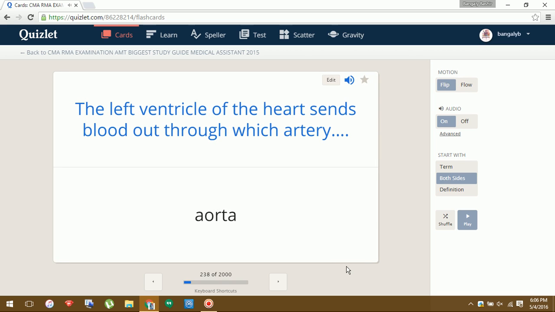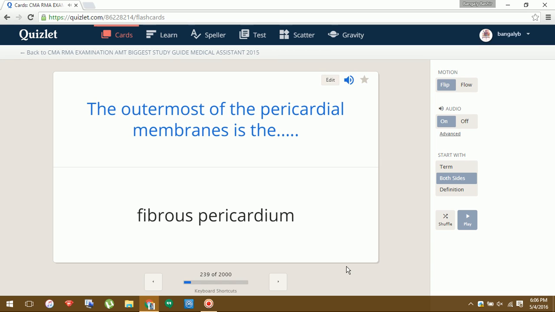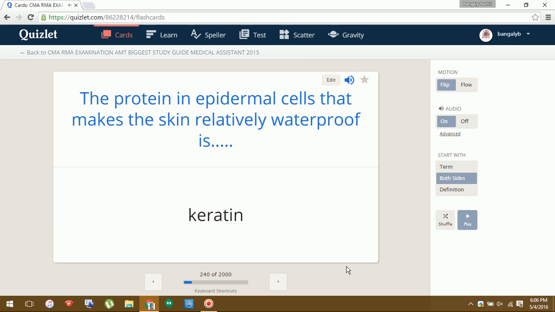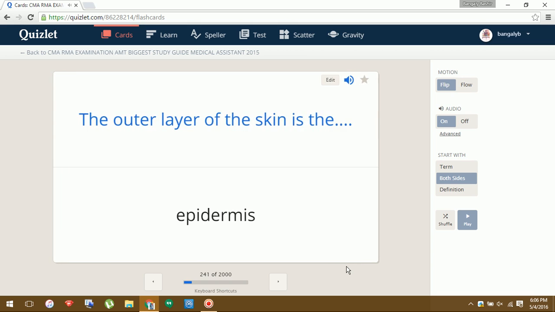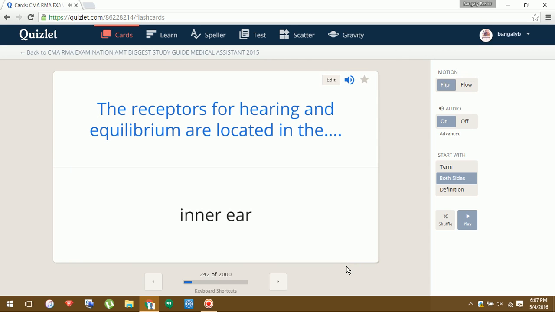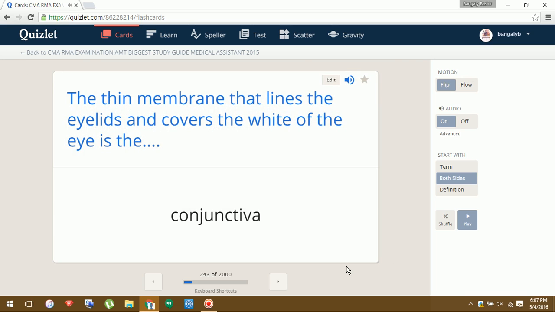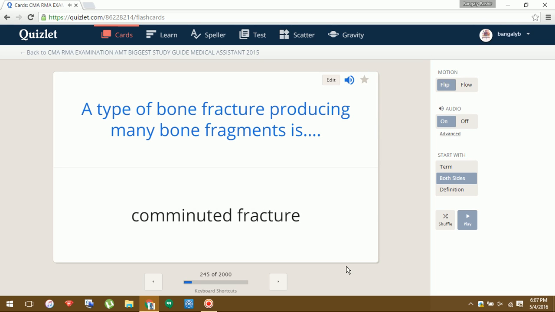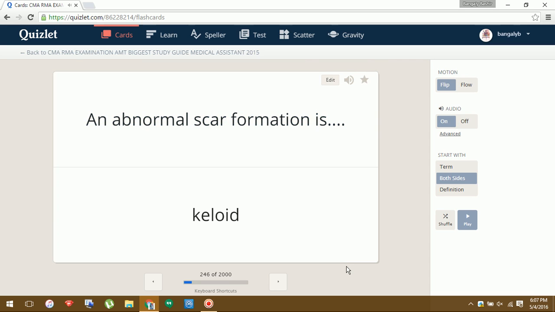The left ventricle of the heart sends blood out through which artery? Aorta. The outermost of the pericardial membranes is the fibrous pericardium. The protein in epidermal cells that makes the skin relatively waterproof is keratin. The outer layer of the skin is the epidermis. The receptors for hearing and equilibrium are located in the inner ear. The thin membrane that lines the eyelids and covers the white of the eye is the conjunctiva. The abnormal lateral curvature of the spine that is often congenital in origin is scoliosis. A type of bone fracture producing many bone fragments is a comminuted fracture. An abnormal scar formation is keloid.